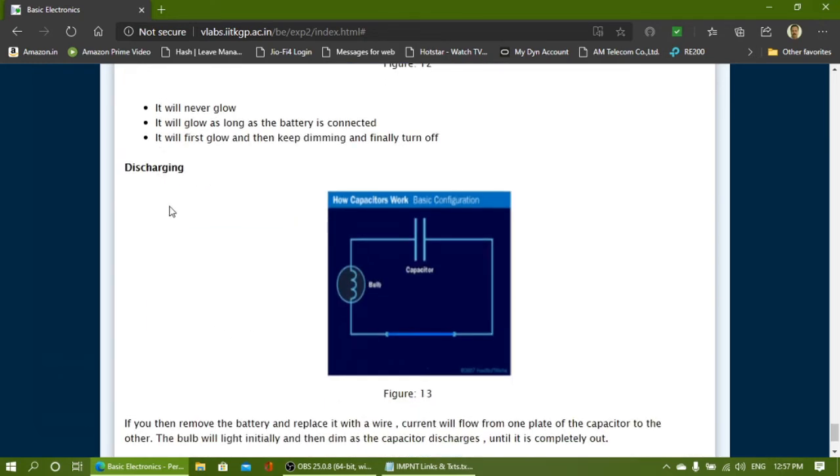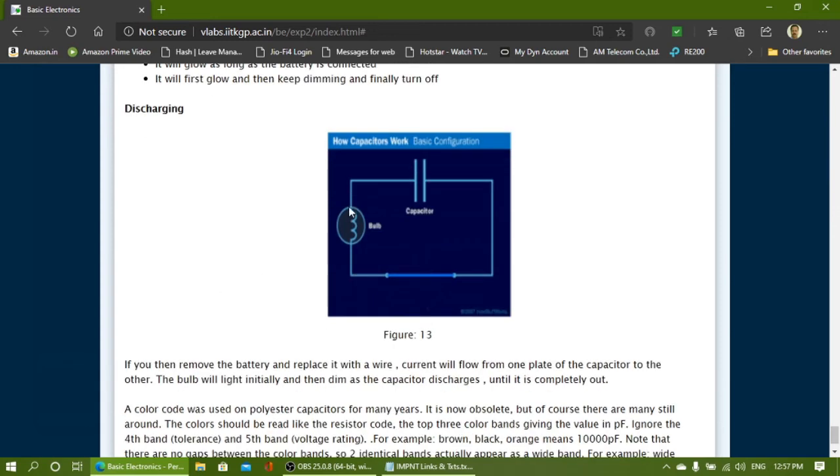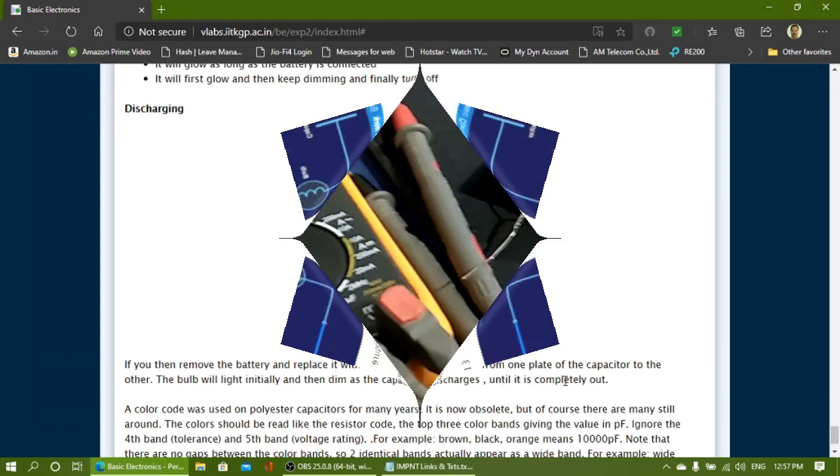Now in the discharge scenario, what will happen? You replace the battery by a short circuit. If you remove the battery and replace it with a short circuit, current will flow from one plate of the capacitor to the other, and the bulb will light initially when the discharge starts. Until the discharge is finished the bulb will glow, and when the discharge is complete the bulb will go off.